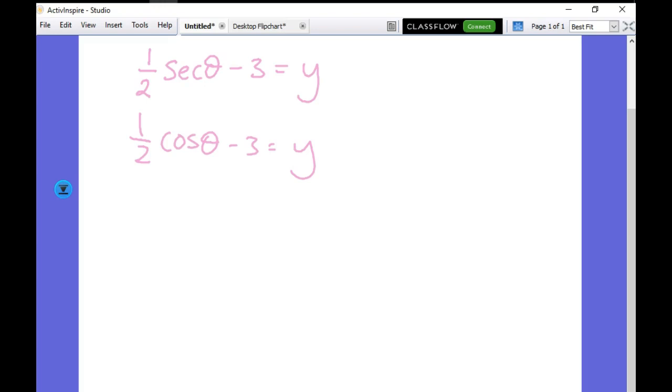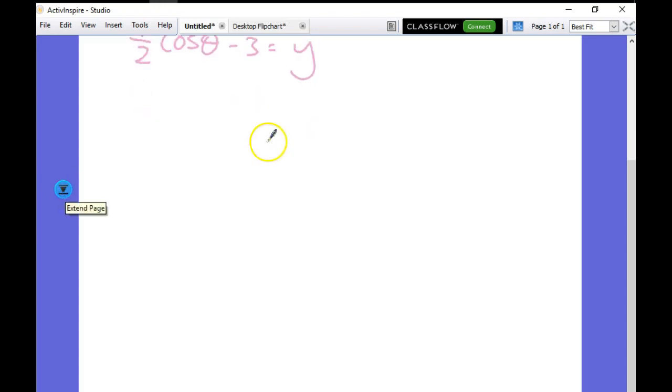Bro, I need it to be bigger, in case I can see where the pivots are. Okay. Get started here.